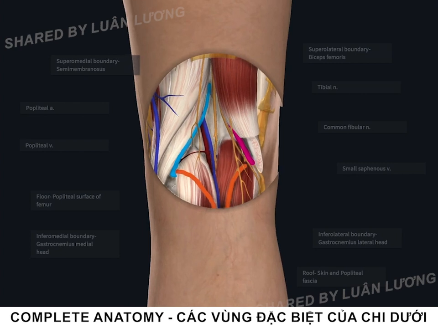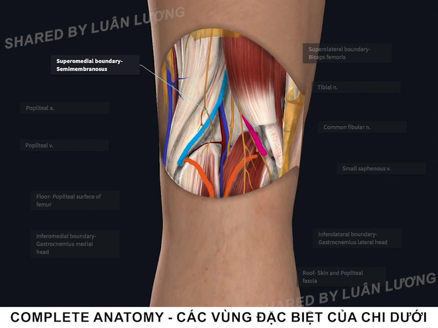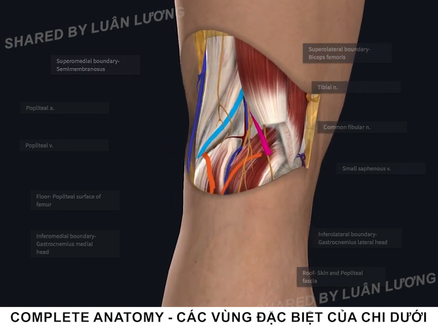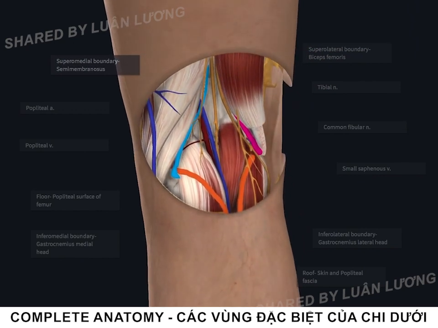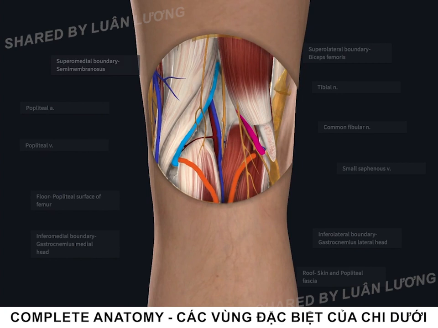Let's begin by taking a closer look at the boundaries that form the popliteal fossa, beginning with the superomedial boundary, which is formed by the semimembranosus muscle. Recall that two of the hamstring muscles, the semimembranosus and the semitendinosus, both passed along the medial aspect of our knee. The semimembranosus is a large muscle inferiorly, and it's going to help reinforce the posterior aspect of our knee joint capsule, and it's going to form the medial boundary superiorly of the popliteal fossa.